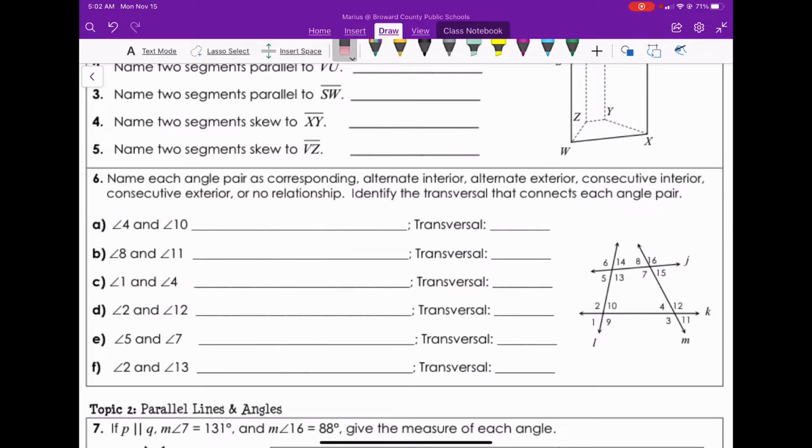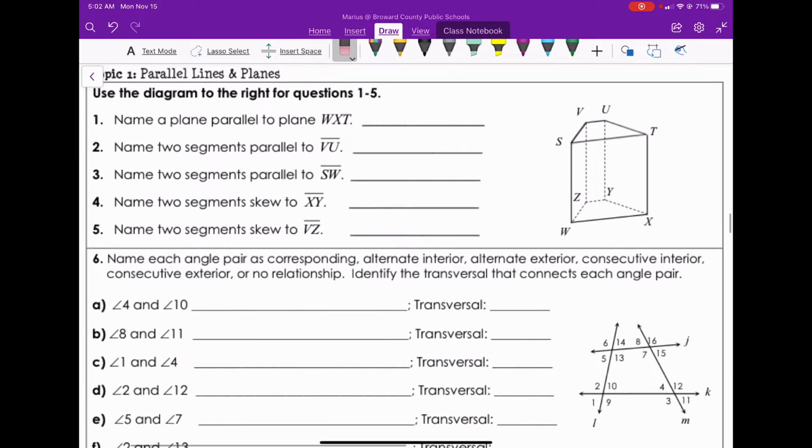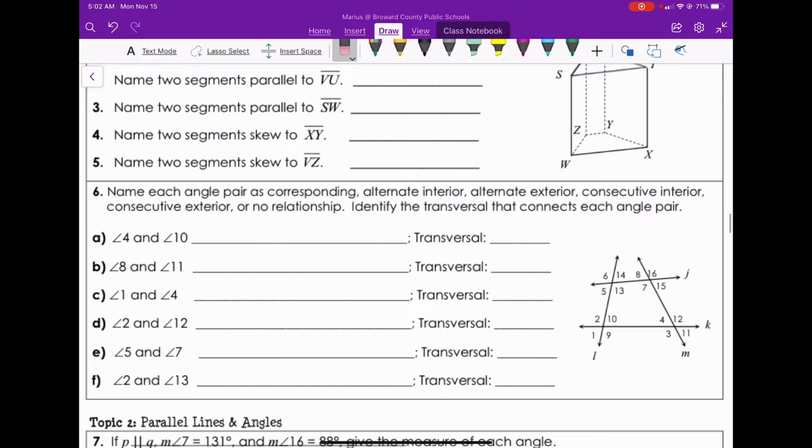All right, welcome back. Today we're still going to stick with our discussion of parallel lines and planes, but now we're going to include transversals in that discussion. So let's take a look at number 6 and see how this one goes.